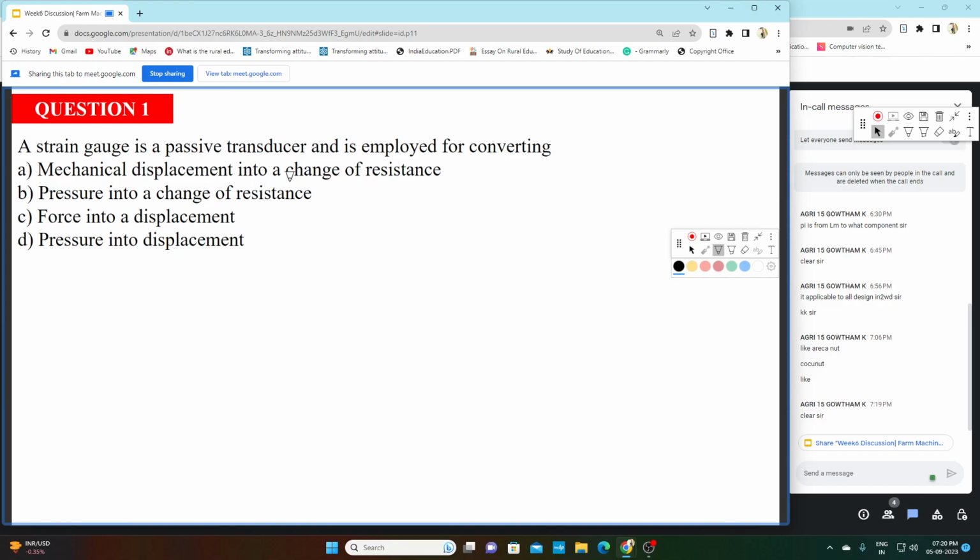A strain gauge is a passive transducer and is employed for converting: A, mechanical displacement into change of resistance; B, pressure into change of resistance; C, force into displacement; and D, pressure into displacement. So any guesses for this? Okay, so Gautam is telling A.